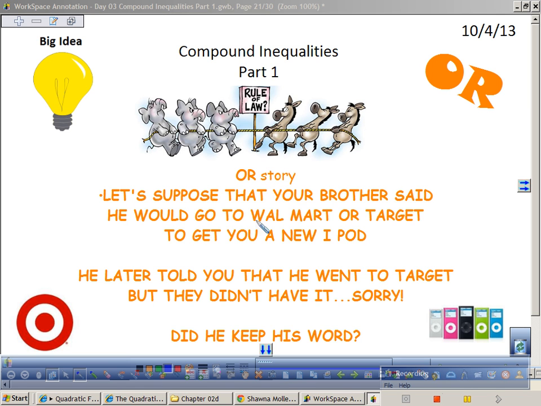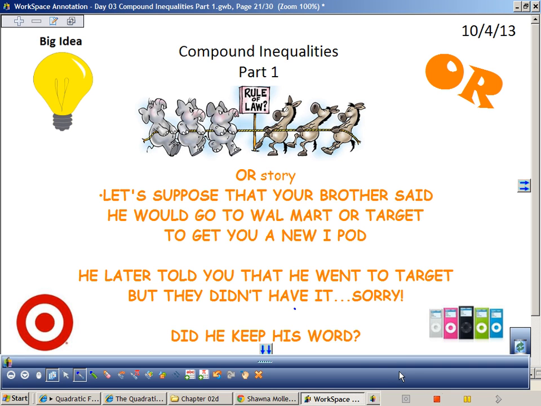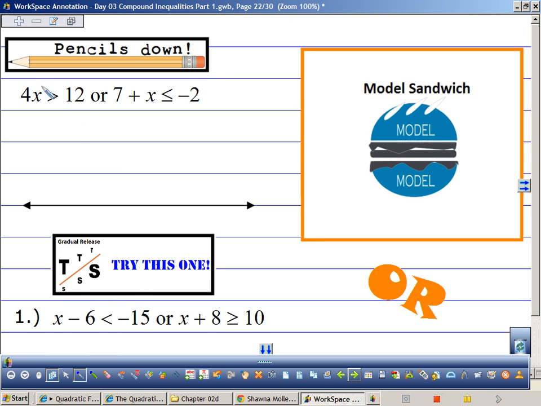If you say or, you don't have to do both. It's one or the other. Can you do both? You could if you want to. If I said I want to go to Target and Walmart, you have to go to both. Right? Okay. So let's use that for our lesson today.